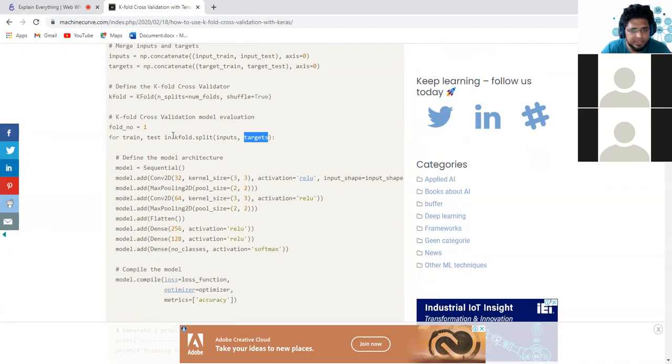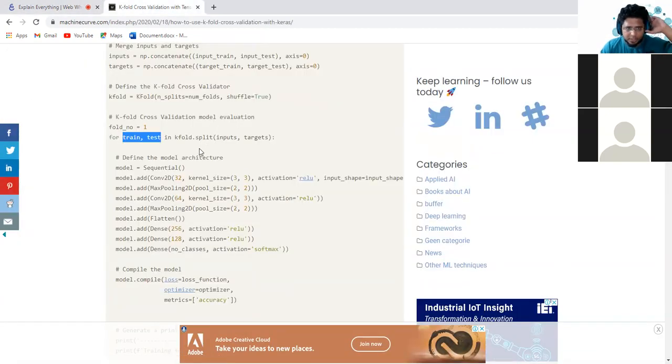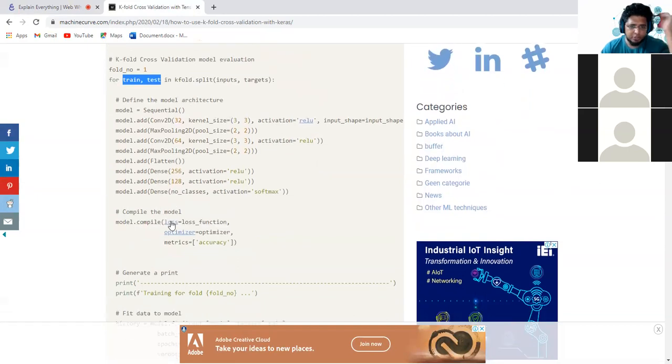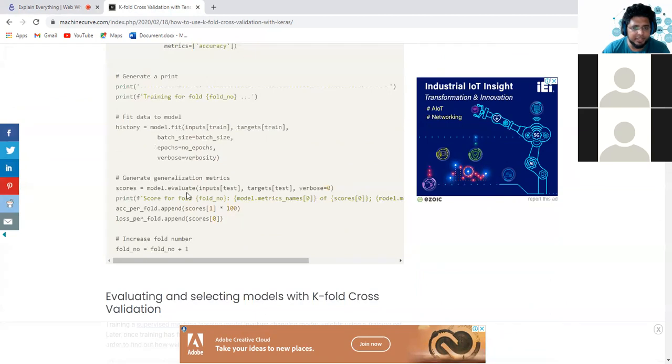So here what will happen is that k-fold will every time give a new training and testing batch. Okay, so train and test. That means this is train and this is the test. So this is every time. That's why it is running in a for loop, right? So however many splits there are, that many times train and test will be generated, and the model will be compiled, and the model will be trained, and the model will be evaluated, and at the end we will know the score.